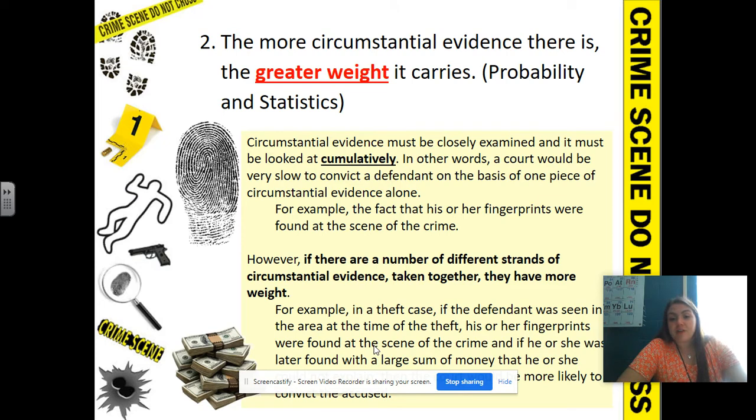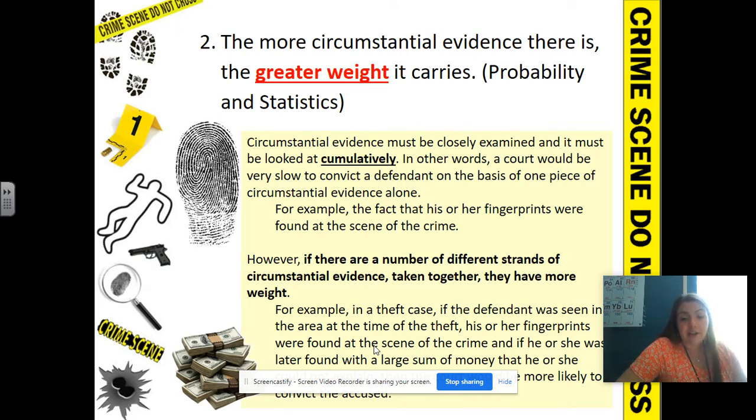The more circumstantial evidence there is, the greater weight it carries. So if I'm in a court case and I do not have direct footage, I do not have direct evidence, all my evidence is circumstantial, that's when it's harder to convict, which is most of the time. I mean, how often do we really have a crime just completely on videotape? It doesn't happen that often. So most of the time you have circumstantial evidence where you have all these pieces of evidence that are pointing towards a suspect, but they don't prove they did it. They just prove they were there.